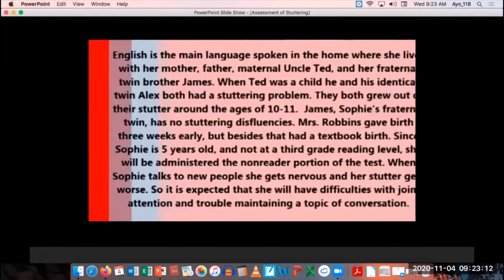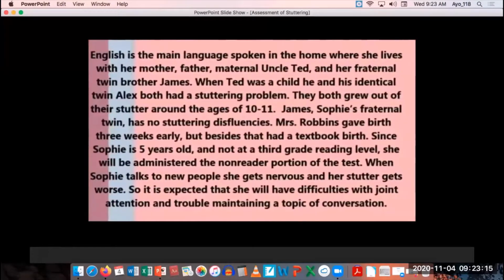English is the main language spoken in the home, where she lives with her mother, father, maternal Uncle Ted, and her paternal twin brother, James. When Ted was a child, he and his identical twin Alex both had a stuttering problem. They both grew out of the stutter around the ages of 10 to 11. James, Sophie's fraternal twin, has no stuttering disfluency. Mrs. Robbins gave birth 3 weeks early, but besides that had a textbook birth.